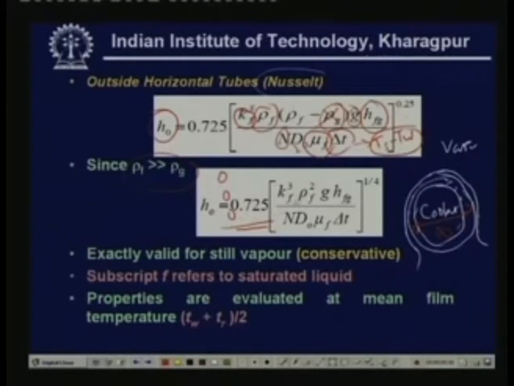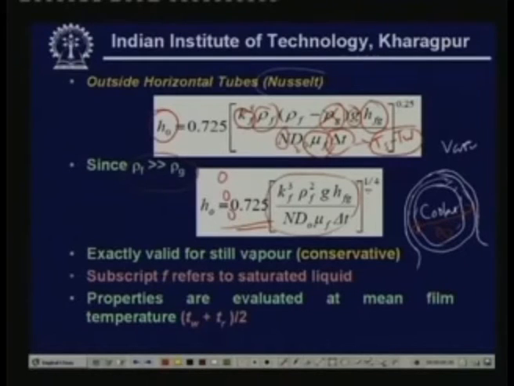H naught is 0.725 multiplied by this factor to the power of 1 by 4. This expression has been obtained analytically, assuming that the vapor is still. That means the vapor is not moving. You have a condensing surface in a still vapor. But in an actual case you find that there will be some vapor movement. That means the correlation suggested by Nusselt is a conservative correlation, because the heat transfer coefficient obtained by using this will be slightly smaller than the actual condensation heat transfer coefficient because of the movement of the vapor.